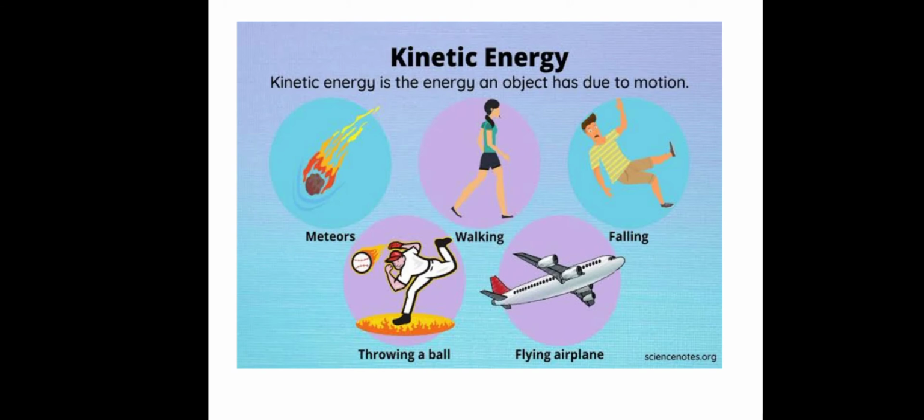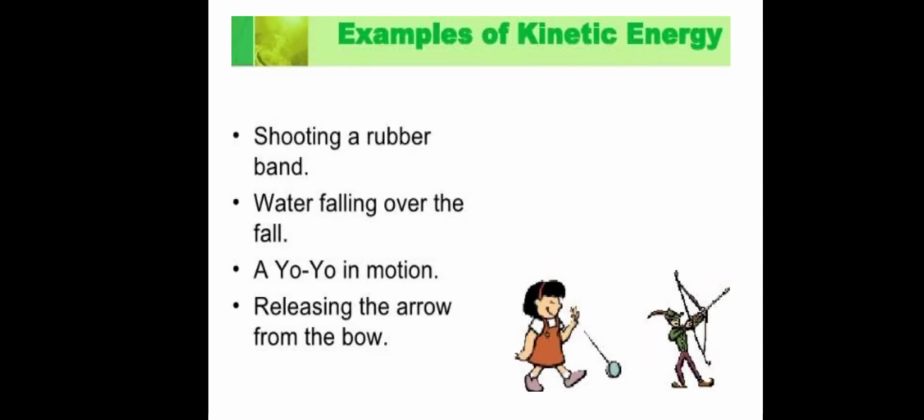Kinetic energy is the energy an object has due to motion. These are the various examples that have been given. Once again, examples of kinetic energy: shooting a rubber band, water falling over a waterfall, or a yo-yo in motion. Whenever you hold the yo-yo in your hand, that is the potential energy, and once you release it, that is the kinetic energy. In any game, when you are trying to kick the ball, you are always in a position, and that is the potential energy. Once you kick the ball and it starts rolling, that gives rise to the kinetic energy, like releasing the arrow from the bow.